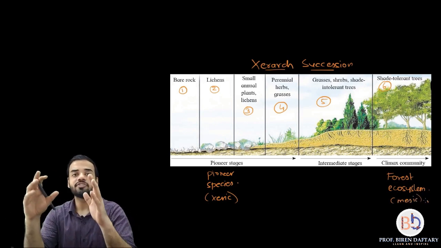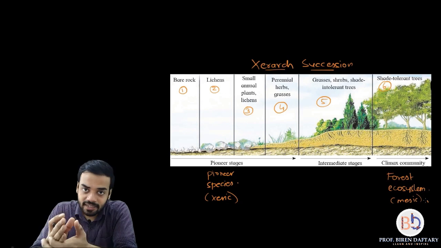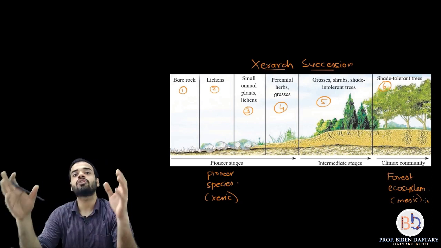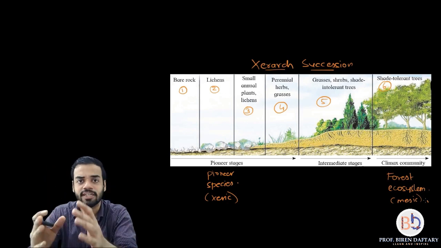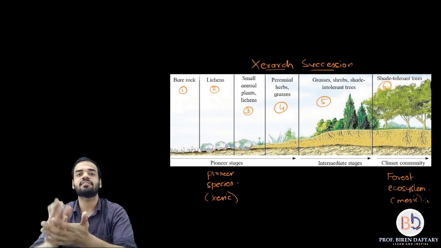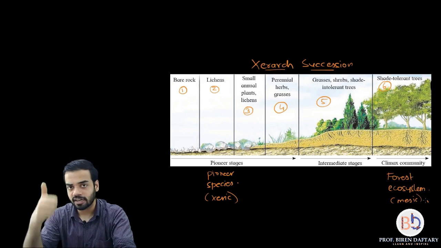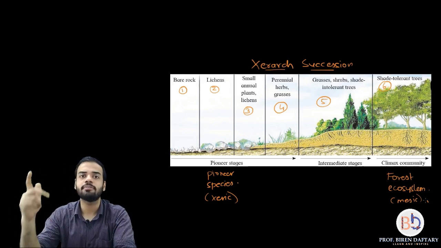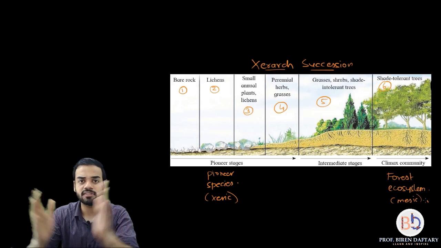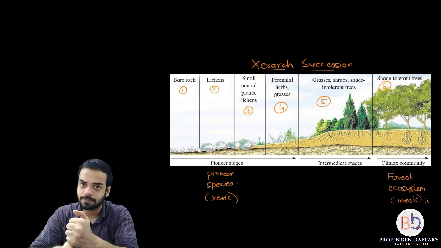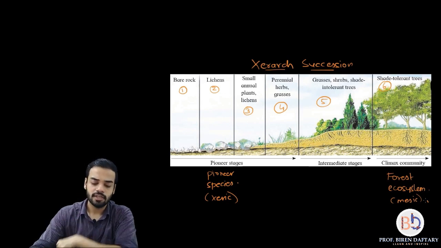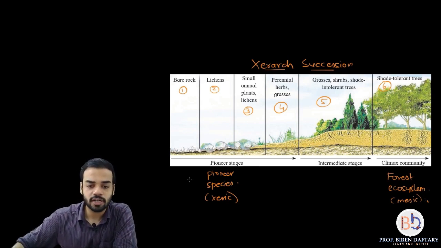Is this clear? So finally after the entire ecological succession, that area is going to have medium amount of water in the soil because rainfall is occurring. Is this clear? This is an example of xerarch succession where you start with dry conditions and you end with medium water conditions. I hope this is clear. Okay, please remember pioneers in this case are lichens. Is this clear?